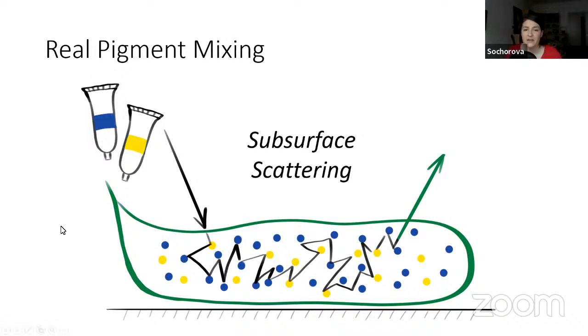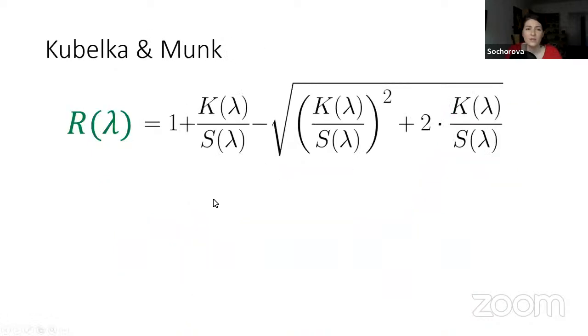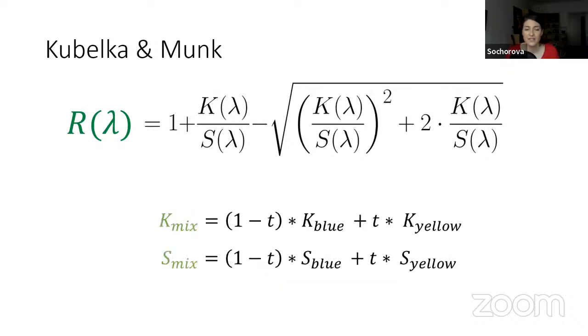The result of subsurface scattering is a reflectance spectrum. It's the color of the material in question. And Kubelka and Munk gave us a diffuse reflectance formula predicting just that. All you need is two spectra measured directly from the pigment, its absorption and scatter, which are the K and S coefficients in the equation. So when you mix two or more pigments together, you just make a linear combination of their absorption and scatter coefficients, and you pass it through this equation and get the color of the mixture. So that's how easy it is.